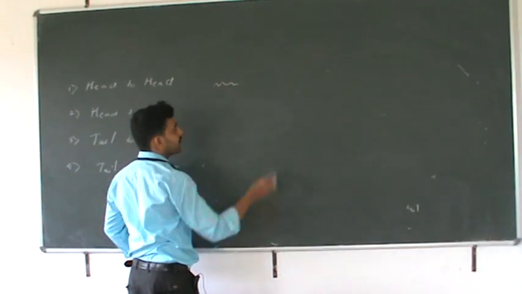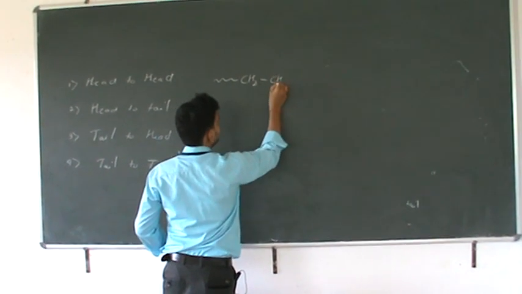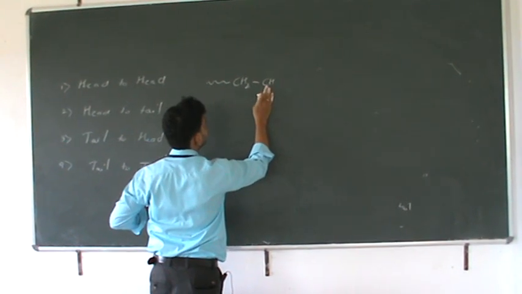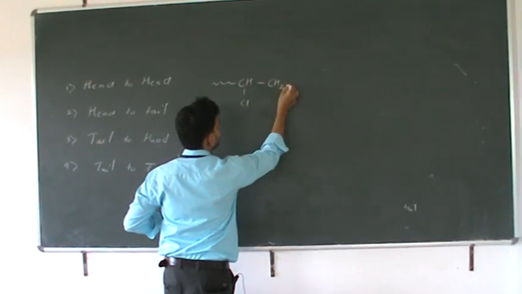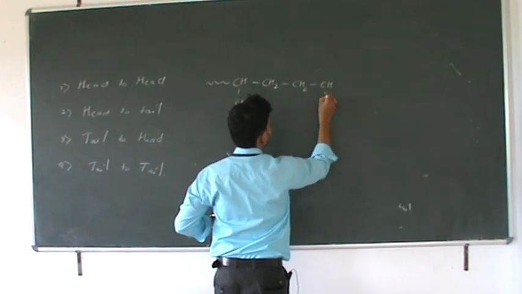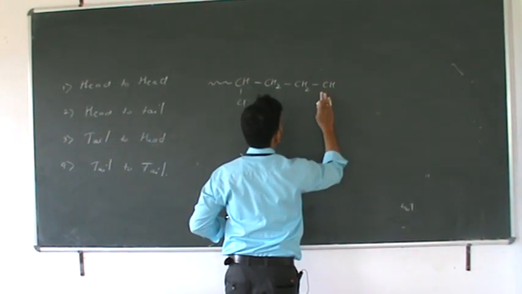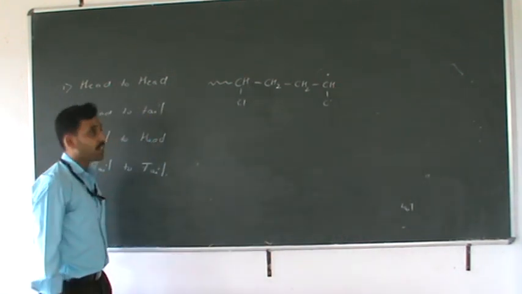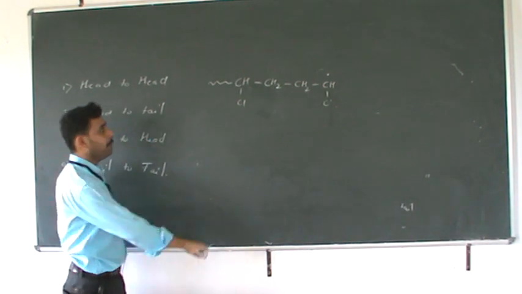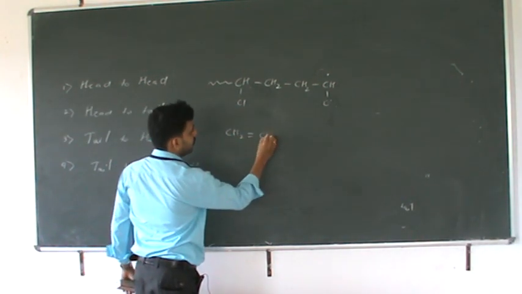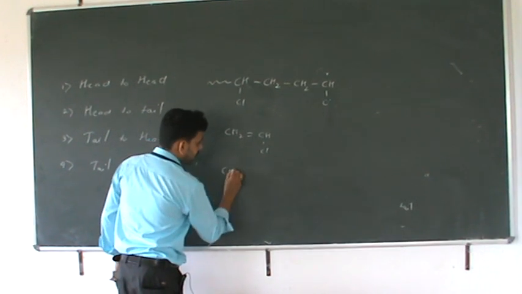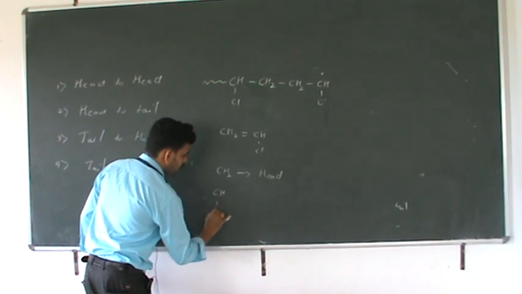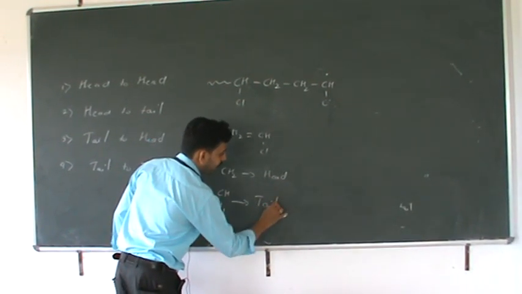That is the growing polymer chain CH2 to CH, CN, CH2 to CH2 to CH, Cl, CH, Cl radical. That type of polymerization is head to head. What is meant by head? In the monomer like vinyl chloride, the CH2 group is called the head group and CHCl is called the tail group.